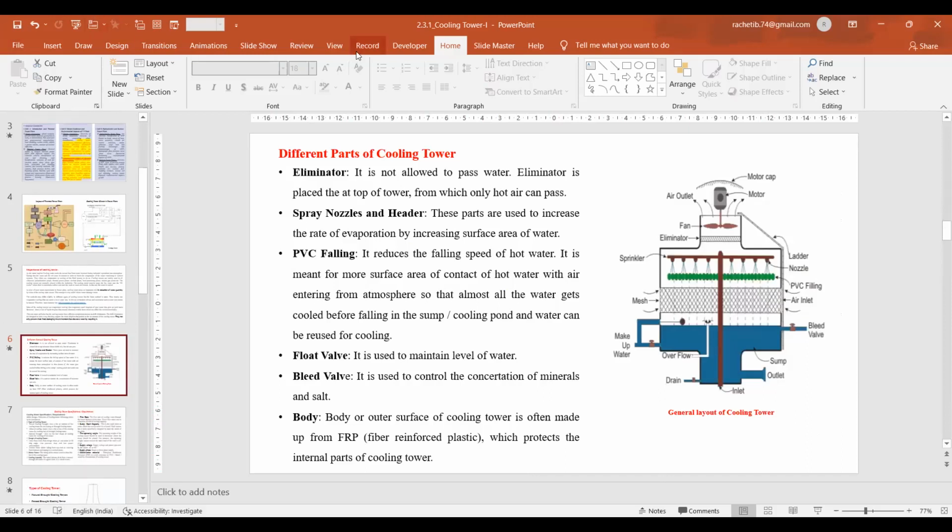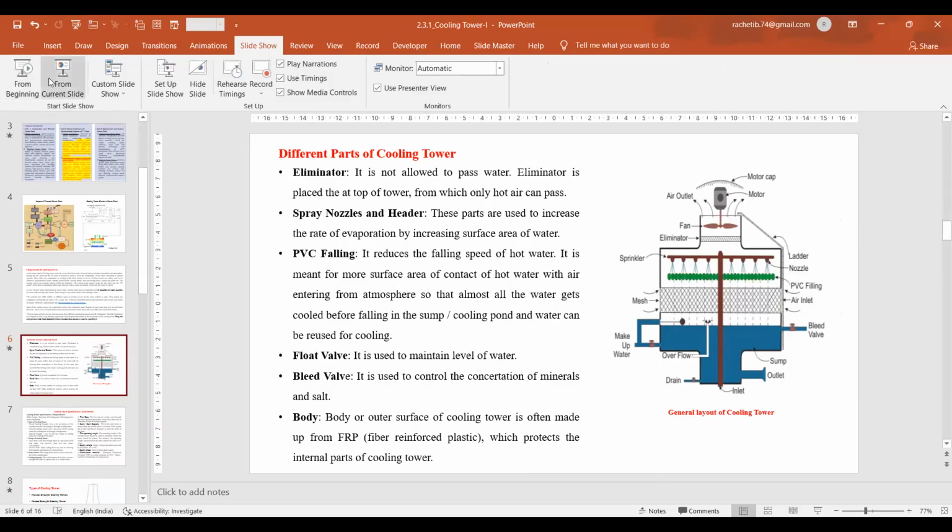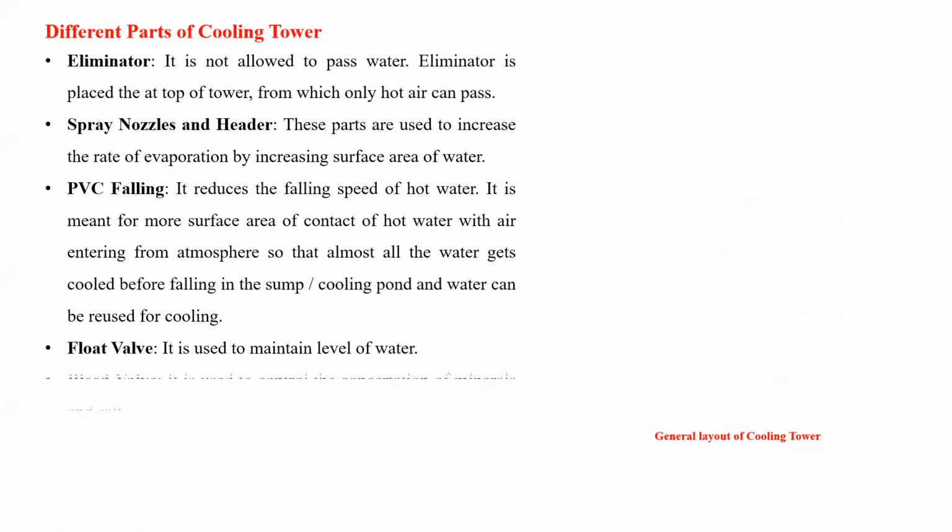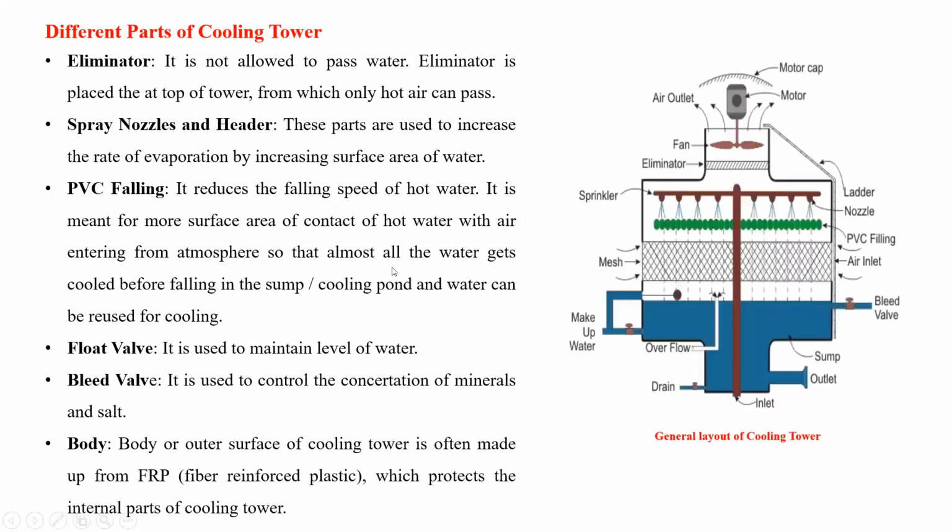From here, we'll start with this slideshow. Different parts of cooling tower, and this is the general layout of a cooling tower. This is not the exact one. Such types of cooling towers we have seen in the air conditioning system of a central building. If you are doing this air cooling, then such types of cooling towers are used. For our study purpose, we look at what the different parts in the cooling tower are. Methods may be different, types may be different, but the components are almost the same.